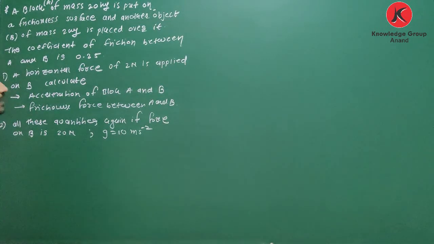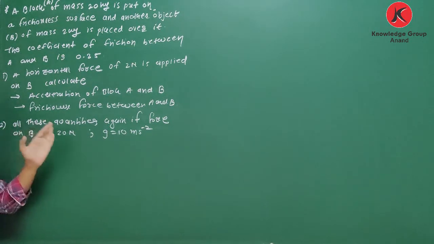Now we will see another question. A block A of mass 20 kg is put on a frictionless surface and another object B of mass 2 kg is placed over it. The coefficient of friction between A and B is 0.25. First question: a horizontal force of 2 Newton is applied on B. Calculate the acceleration of blocks A and B and the frictional force between A and B. Also find all these quantities again if the force on B is 20 Newton. g is equal to 10 meter per second square.